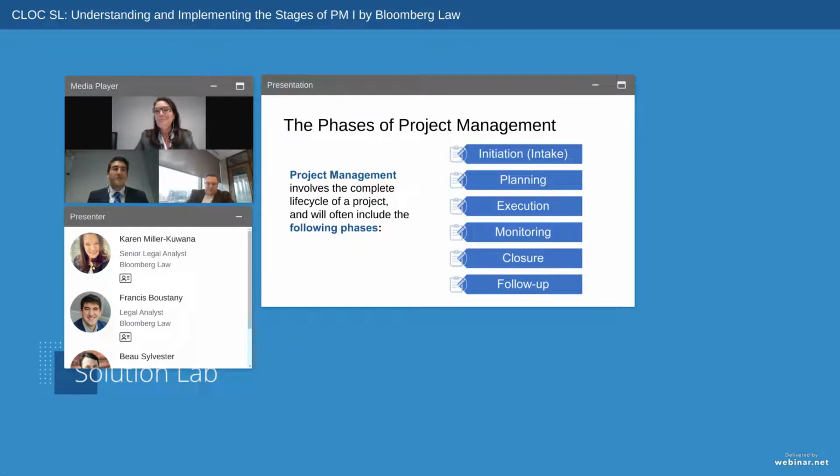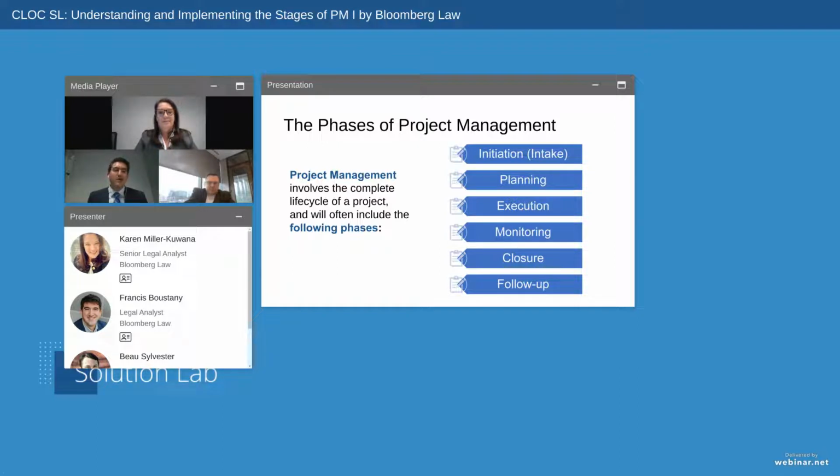Yeah, absolutely. So depending upon what kind of project an organization is undertaking, there will naturally be numerous different steps and phases of the project. And the common phases that we'll discuss today are initiation, which is also known as intake, planning, execution, monitoring, closure, and follow-up. And within each phase, there are naturally many different tasks within them. And for each phase, I'll highlight just a couple of examples that we'll, of course, discuss later on in more depth.